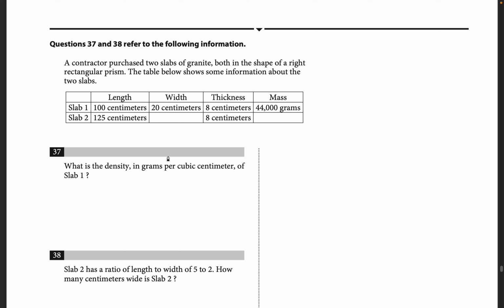Okay, what is the density? Well, if you take chemistry or physics, you already know that density is equal to mass divided by volume. But if you didn't know that, it will give you the keyword here, grams per cubic centimeter. That means density equals grams, which is mass, divided by the cubic centimeter. Anything with cubic is volume. That's how you'll know.